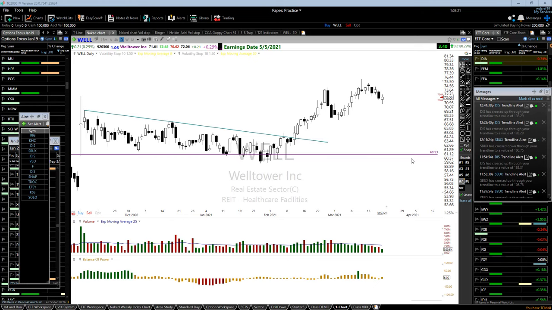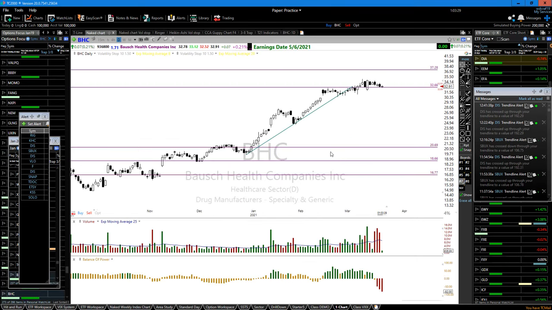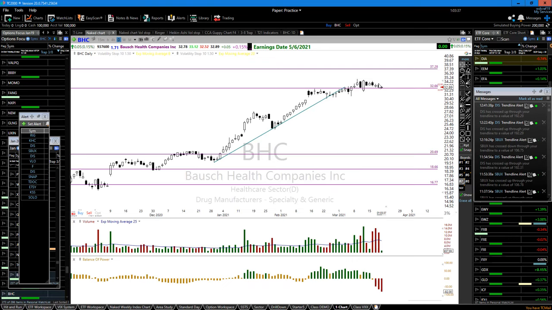Okay. BHC might work. BHC is getting a nice resting pullback. Okay. Notice that the price action in here gets smaller and smaller. The volatility that was created right over here in these whippy candles is diminishing. We're getting smaller and smaller. Now, I can't tell you if this is going to go up or down. Would you guys look at this chart and say this has a potential to go either direction? Do you agree?